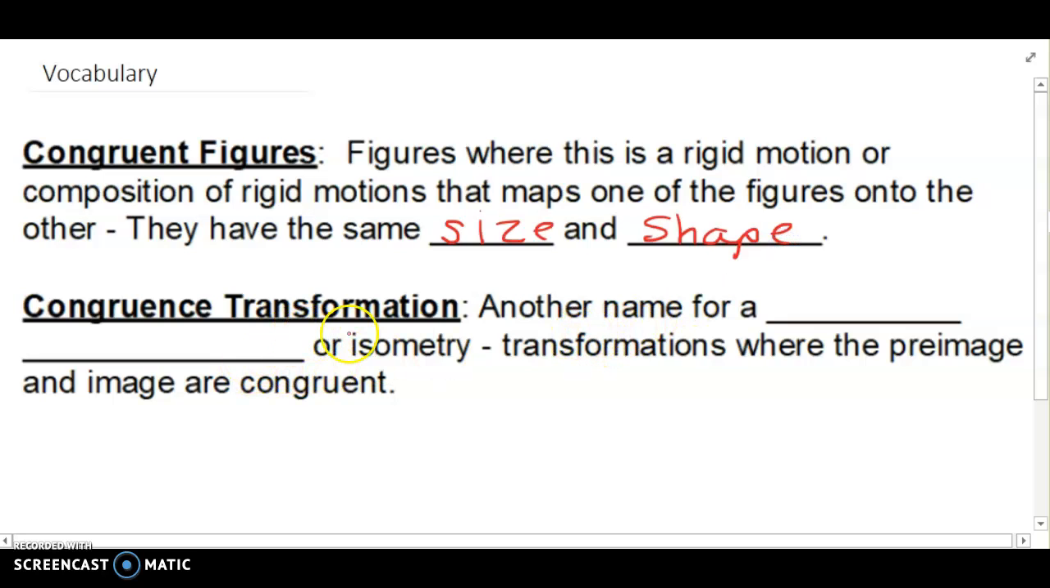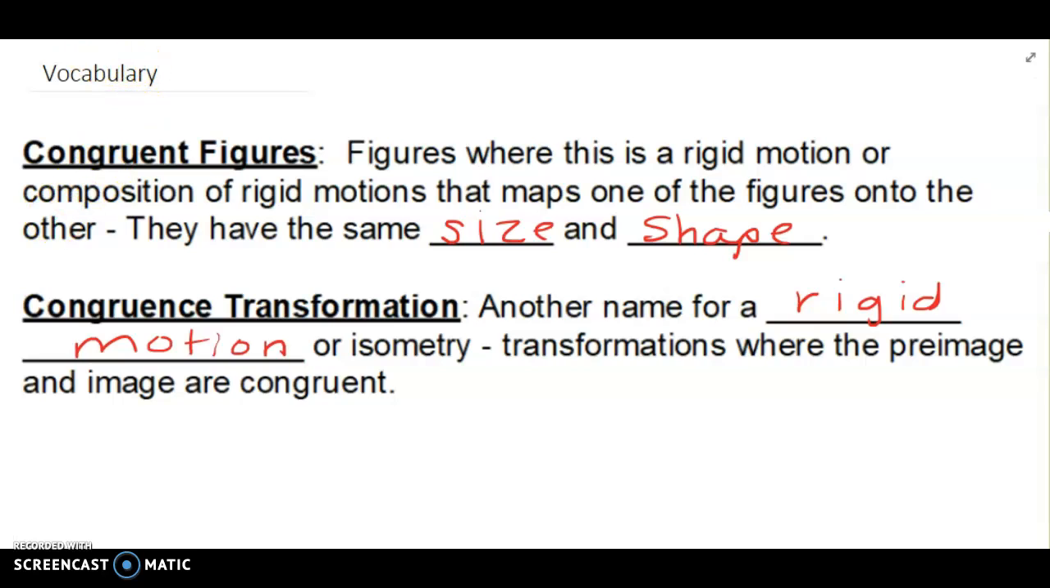Okay, and a congruence transformation is just another name for rigid motion, which is also called an isometry. And it basically tells you that the image and the pre-image are congruent figures.